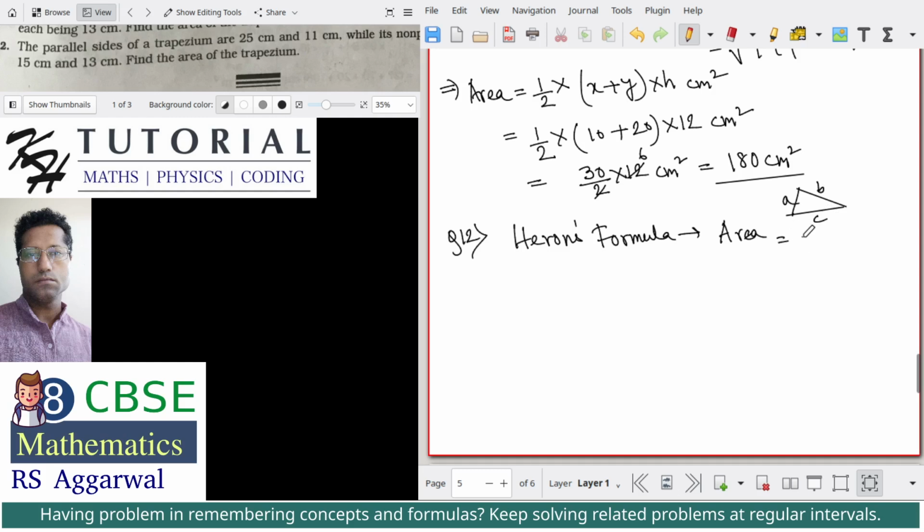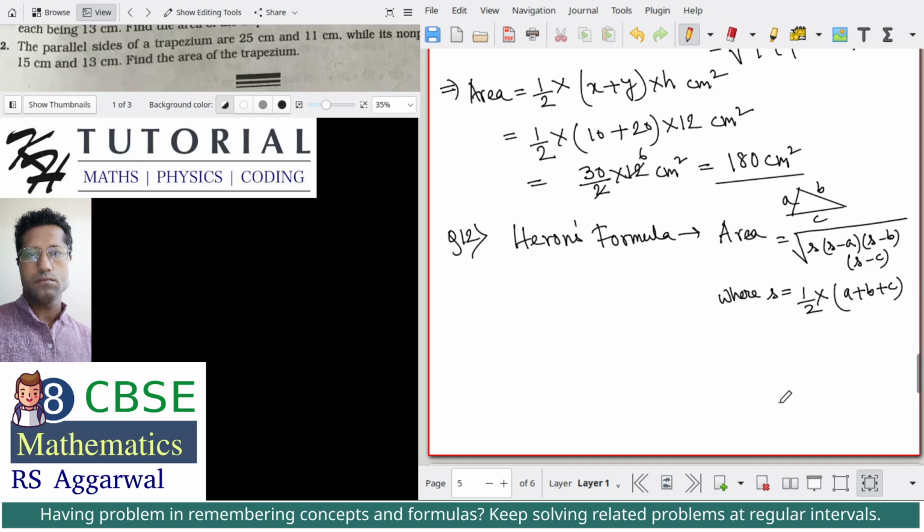the area will be equal to the square root of small s multiplied by small s minus a multiplied by small s minus b multiplied by small s minus c, where the small s is the semi-perimeter, that is the half of the perimeter of the triangle, and the perimeter of the triangle is a plus b plus c. So small s is half of a plus b plus c. We have to use this formula.